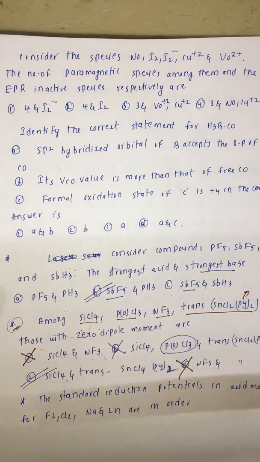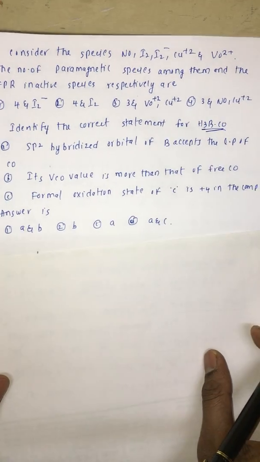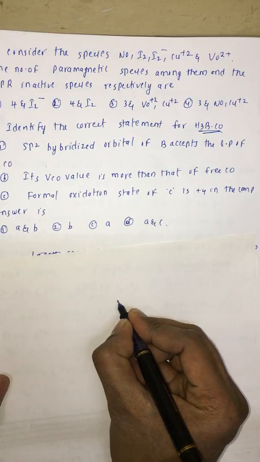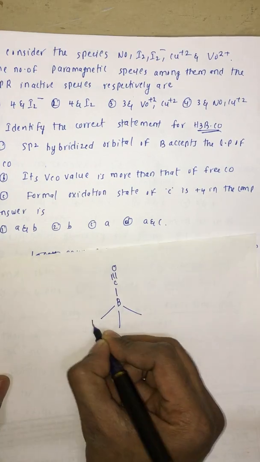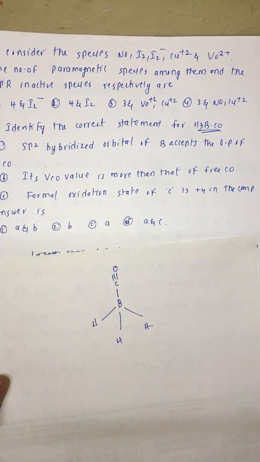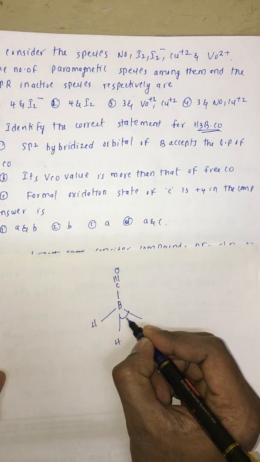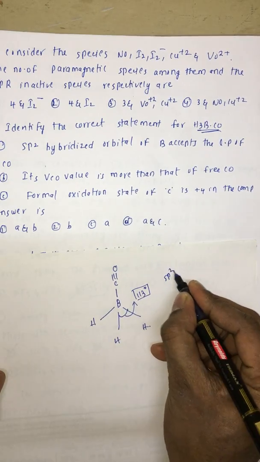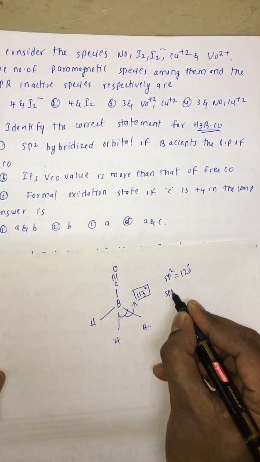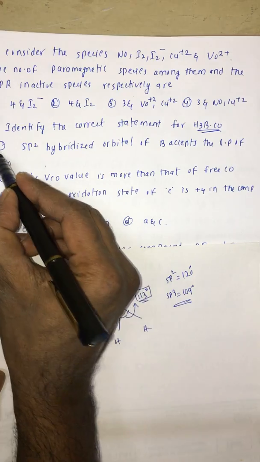And then here we have: identify the correct statement for H3B CO. If you see the structure of this one, it looks like this. Here we can do this answer on the basis of elimination method. If you see the bond angle of BH, this is close to 113. So sp2 means it has to be 120, and sp3 means it is around 109, but this is in between, so we can remove this option.